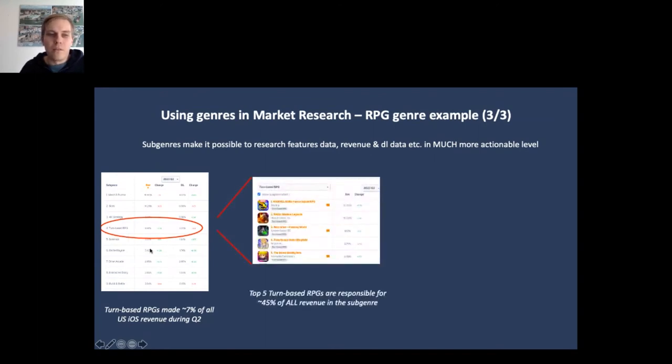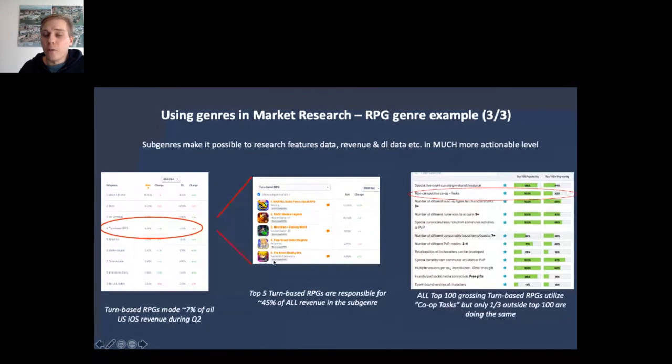Then you can zoom in inside turn-based RPGs and look at actual games and see which games are the top dogs inside that subgenre. And here we can see that 5 turn-based RPGs made approximately 45% of all revenues in Q2 2020. And then you can go to feature level.